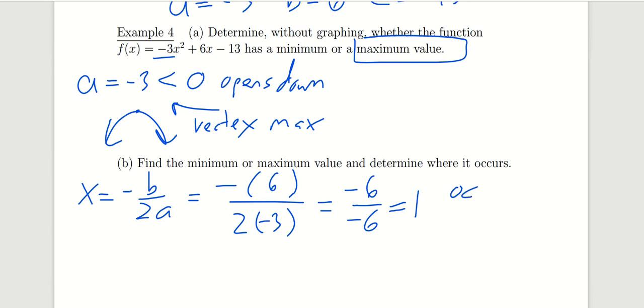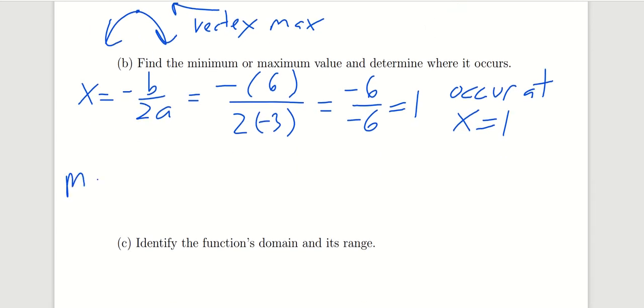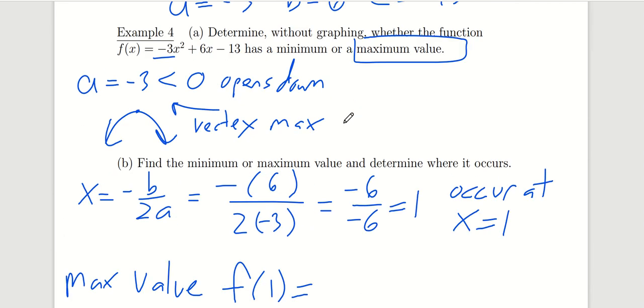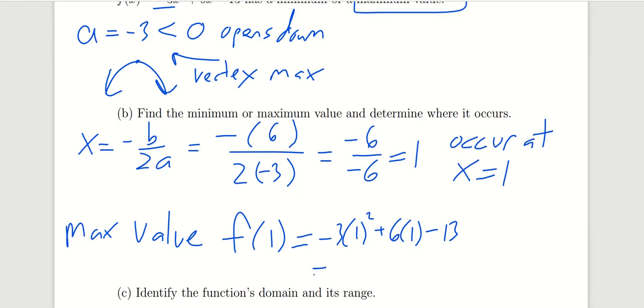So it's going to occur at x equals 1. And then the maximum value is going to be f of 1. So you now plug that x value into the function. This is going to be negative 3 times 1 squared plus 6 times 1 minus 13. That's equal to negative 3 plus 6 minus 13, which should be equal to negative 10. And so that's the max value.